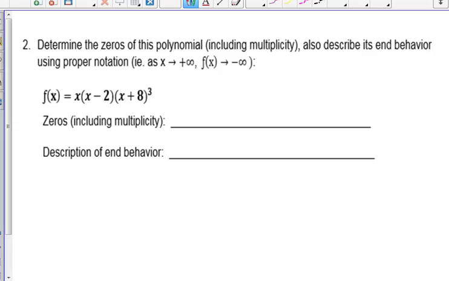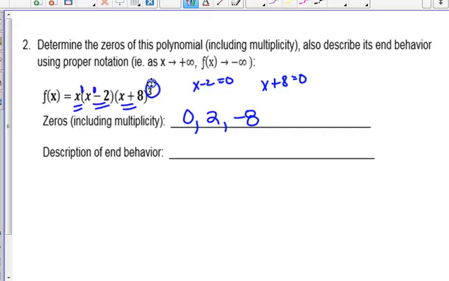Question number 2. This is factored form, so you set each one of these factors equal to 0. So you get x equals 0, x minus 2 equals 0 becomes x equals 2, or the 0 is at 2, I guess I should just write. And x plus 8 equals 0 means there's a 0 at negative 8. This has a power of 1, this has a power of 1, but this has a power of 3, so you write multiplicity 3.